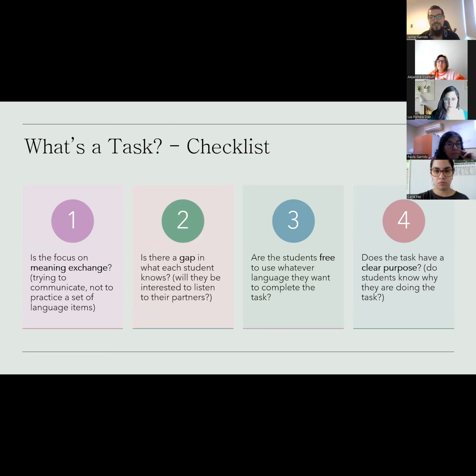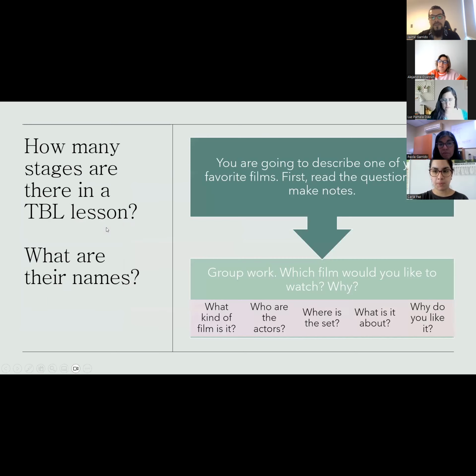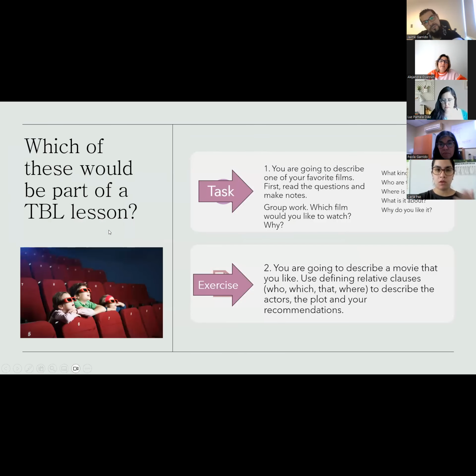Probably that is answering your question, Alejandra, right? Or not. Okay. Does the task have a clear purpose? Do students know why they are doing the task? So the task also has to have a purpose. So go back to this task. They have to describe a film. They have to share their description, but always having a purpose because they need to choose one and say why. Okay, so that would be the purpose.